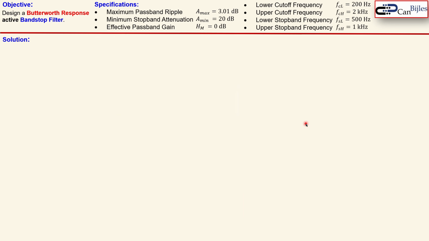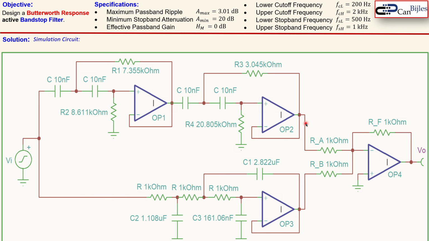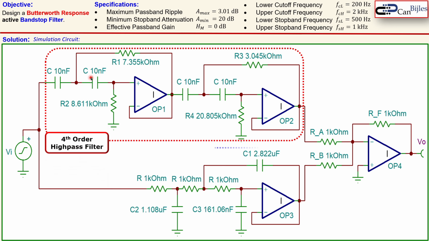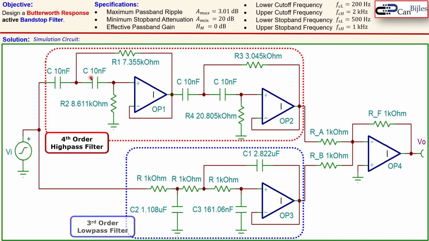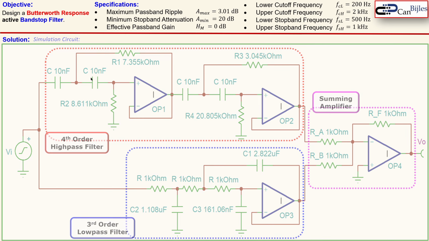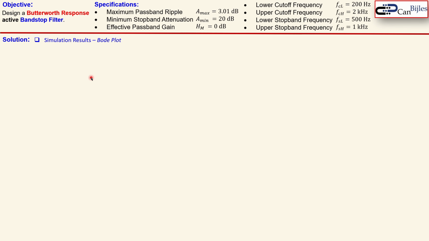Okay, now the next one is about the simulation circuit in the Tina TI Spice. You see here again the exact same circuit. Now in the Tina TI Spice simulator, you see here again the high pass part, 4th order, low pass part, 3rd order, and our summing amplifier. Okay. Now our design should be verified. Now we go to the Bode plot in the simulation result.